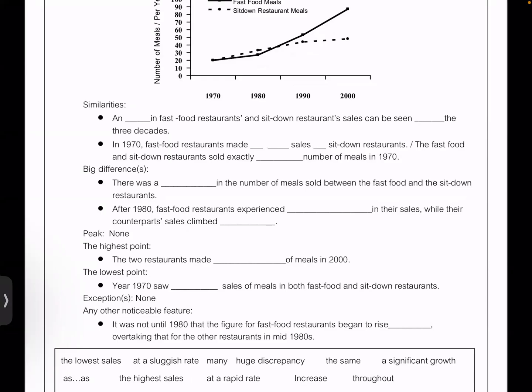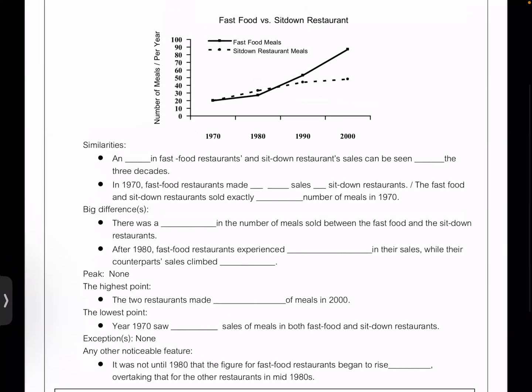So in terms of similarities, what is similar between these two quantities? If you look at 1970, you notice that the sales figures were the same for fast food and for sit-down restaurant. They have the exact same figures, right?